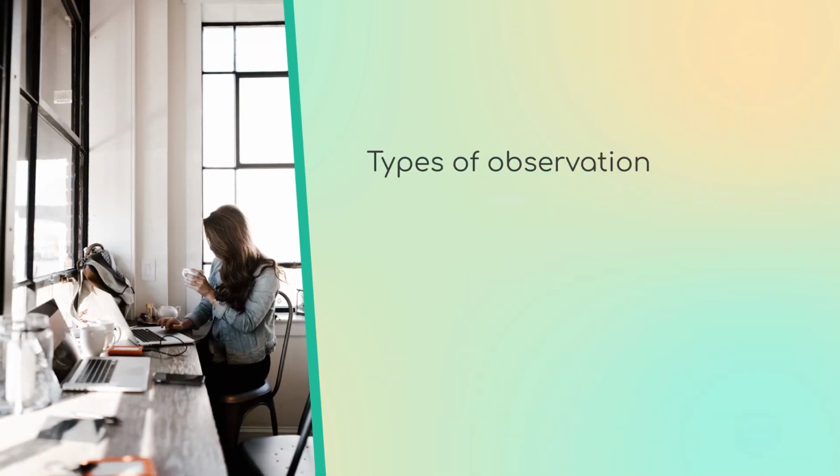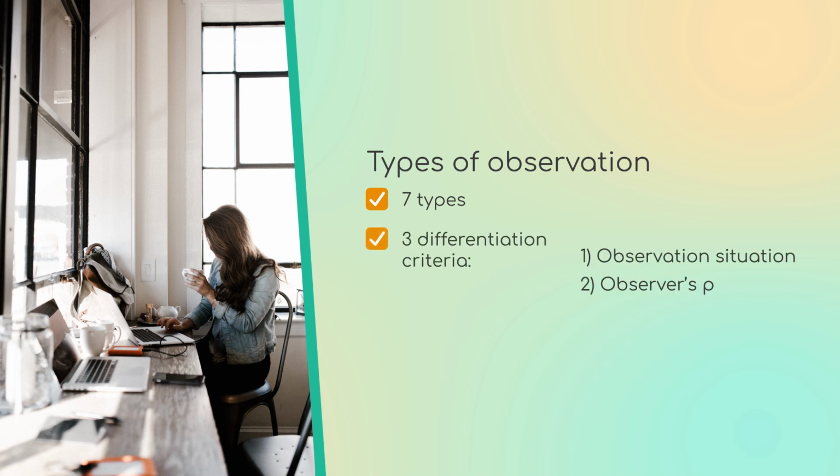With this general background knowledge, we can now take a closer look at the different ways of observation. In total, 7 types of observation procedures can be distinguished, with each type having advantages and disadvantages. The types are classified according to 3 distinguishing criteria: observation situation, observer's position, and data collection procedure.